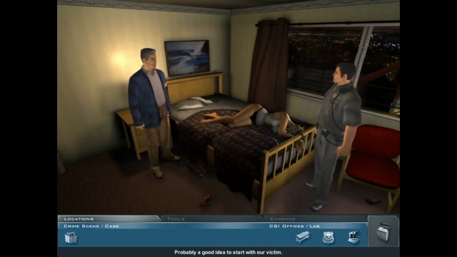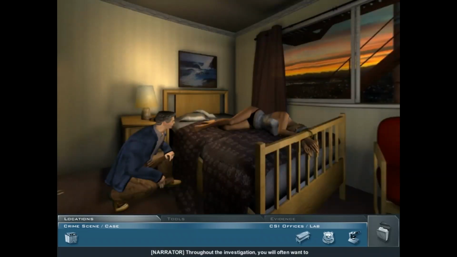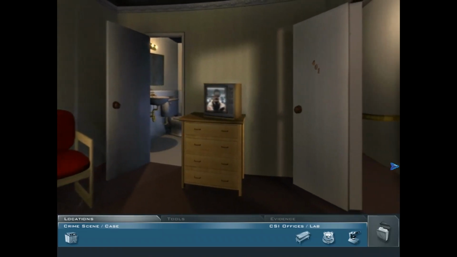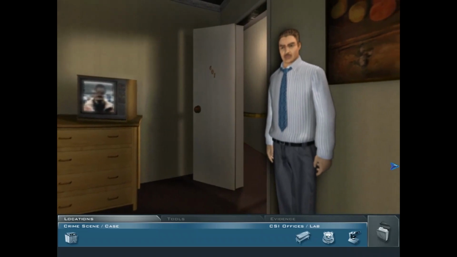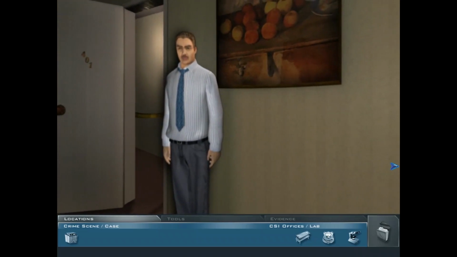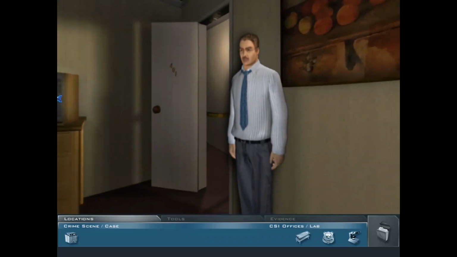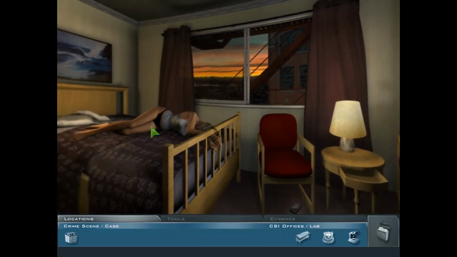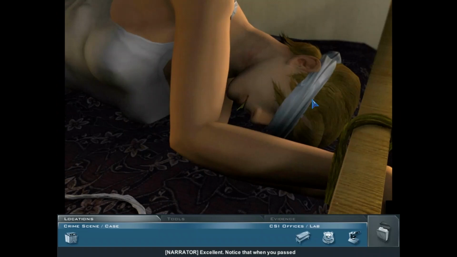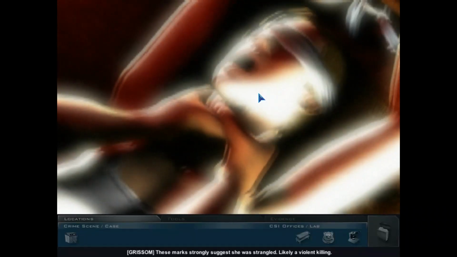Probably a good idea to start with our victim. Throughout the investigation, you will often want to examine things more closely. To look at the body, move your pointer onto it and click. Excellent. Notice that when you passed the pointer over the body, it changed to a green arrow. This indicates that you can inspect something in greater detail. Look at that. There's some bruising on her neck. These marks strongly suggest she was strangled, likely a violent killing.